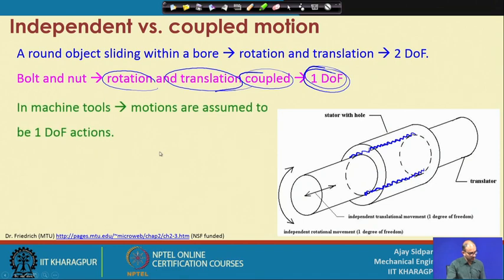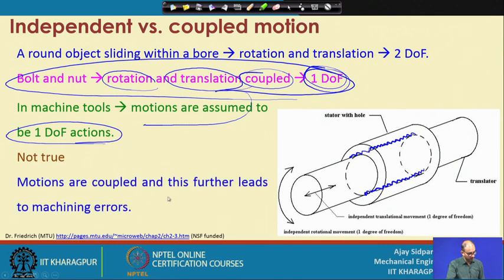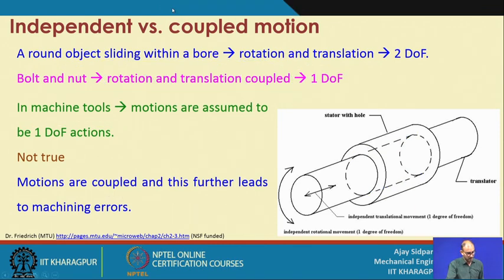So, how is this connected with the machine tool? In machine tools, motions are assumed to be 1 degree of freedom only, because when you are moving a cutting tool in the x direction, we assume that it is moving in the x direction only, and if you are moving in the y direction or z direction, you assume that this is a single degree of freedom, but that is not the case. Every time your motions are coupled. If you have an error in one axis, it will be reflected in the other axis also, and that is why it is more problematic in a machine tool. It is not true, because motions are coupled, and this further leads to machining error. So, now let us see some examples of how these things are coupled and in which way they will create a problem in the machine tool.